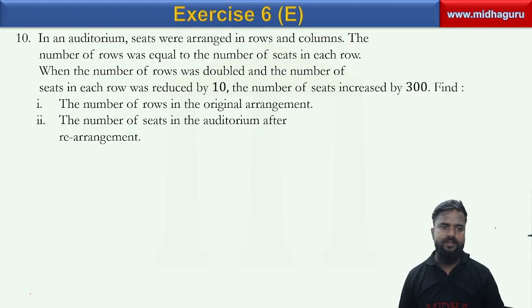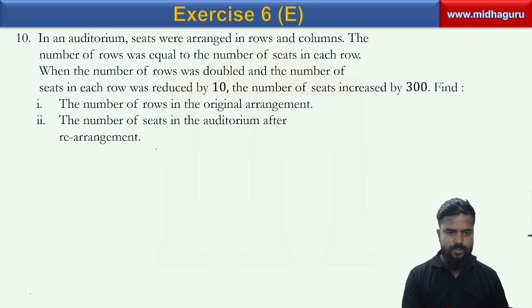So now the next question says, in an auditorium, seats were arranged in rows and columns. The number of rows was equal to the number of seats in each row. When the number of rows was doubled and the number of seats in each row was reduced by 10, the number of seats increased by 300. Find the number of rows in the original and in the rearrangement.